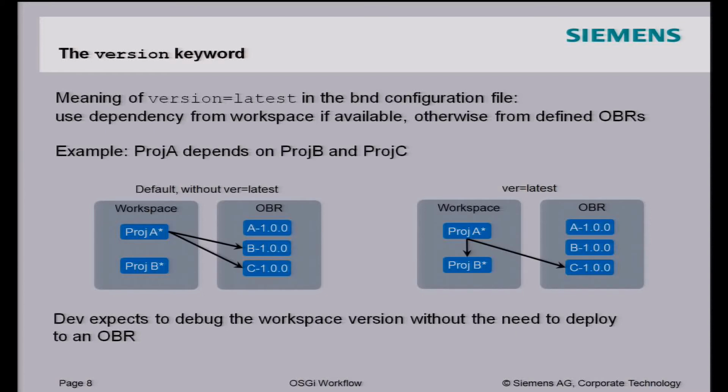What changes if you use version latest for such a dependency? What happens is that first BND will look in your workspace, and so this means that it will take the B project, if you checked it out from your workspace, and use this version, because it's also, in most cases, newer than what's in the OBR. And then it picks the rest of the dependencies that cannot be found in the workspace from the repository.